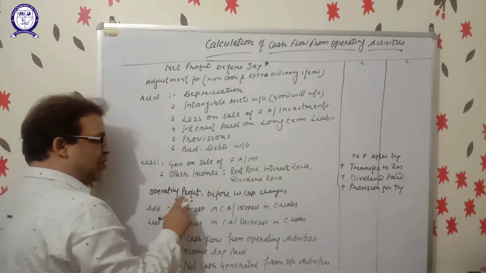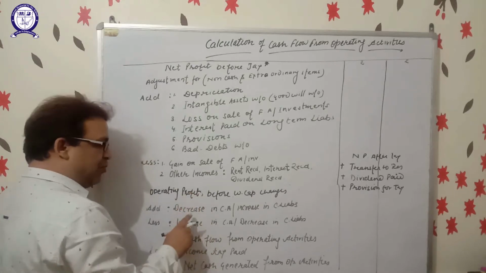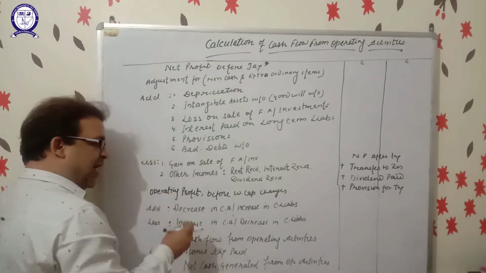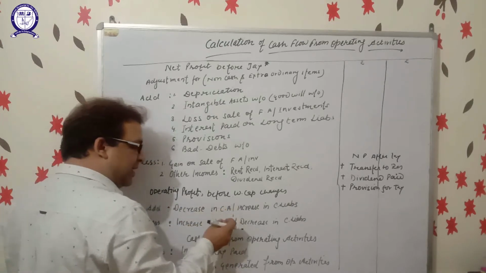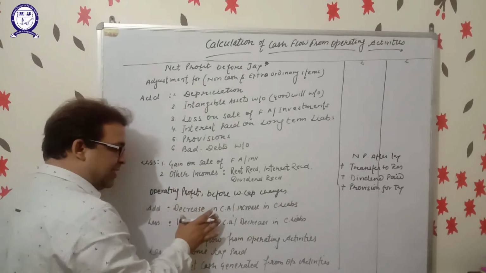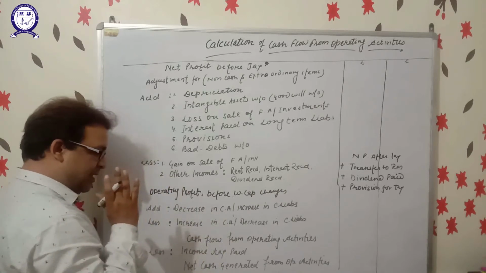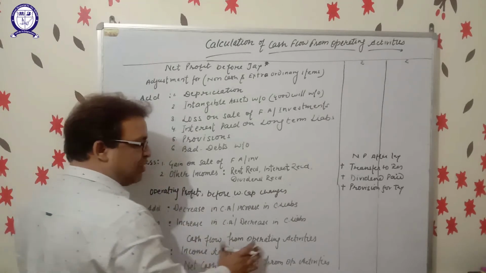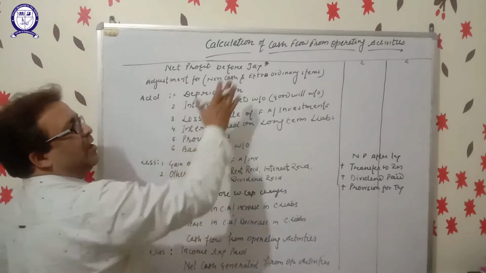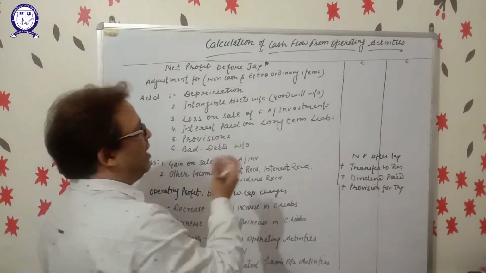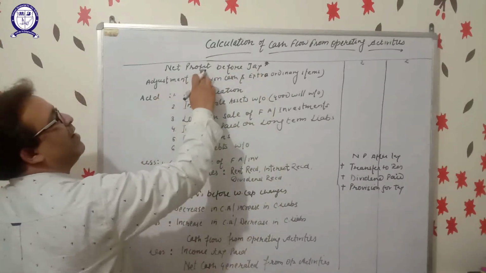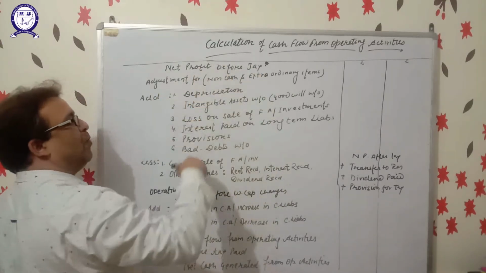After calculation of operating profit, we have to adjust current assets and current liabilities. That means we have to give effect of our current assets and current liabilities on operating profit. After adjusting them, we will be able to find out cash flow from operating activity. So there are two steps. Let us understand net profit before tax. Now we have to convert this profit into operating profit.